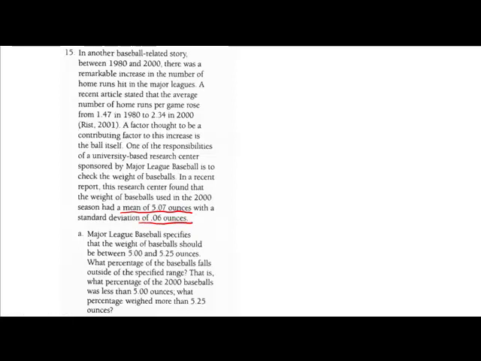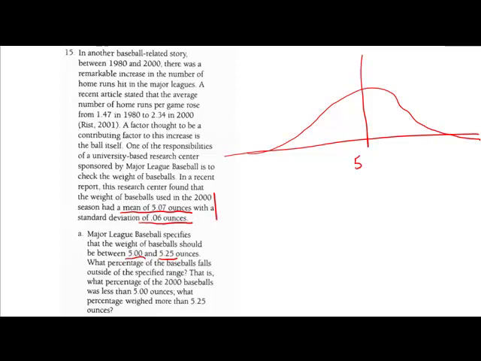Major League Baseball specifies that the weight of baseballs should be between 5 and 5.25 ounces. What percentage of the baseballs falls outside of the specified range? That is, what percentage of the 2000 baseballs was less than 5 ounces? What percentage weighed more than 5.25 ounces? Bucket on the floor, draw a normal curve. What's our mean? Our mean is 5.07 ounces. Our standard deviation was 0.06 ounces.